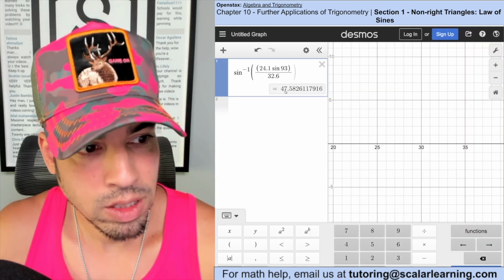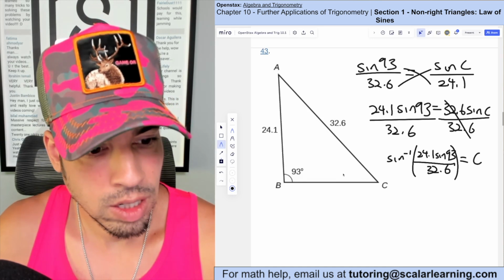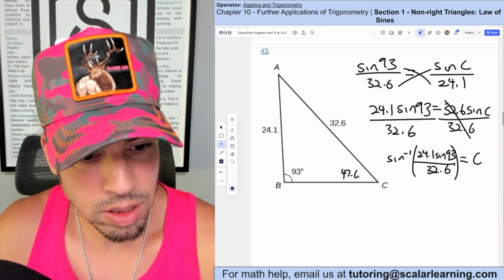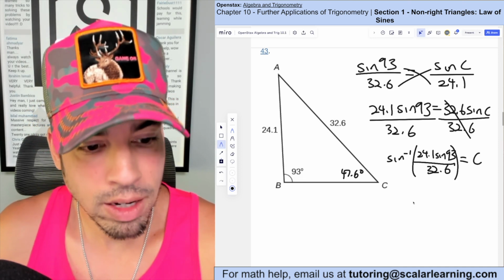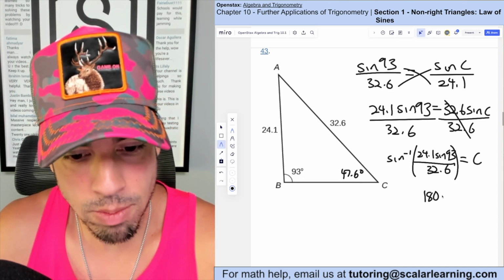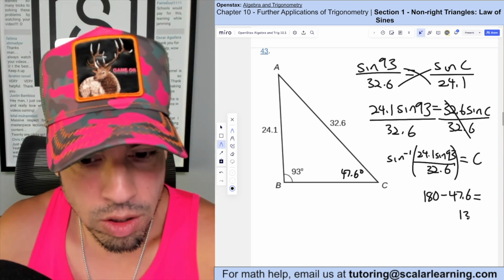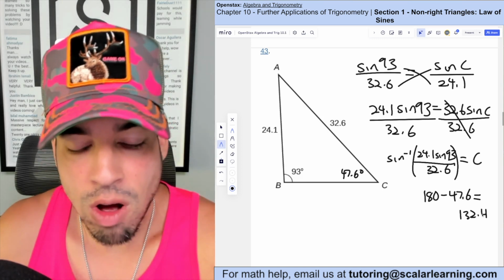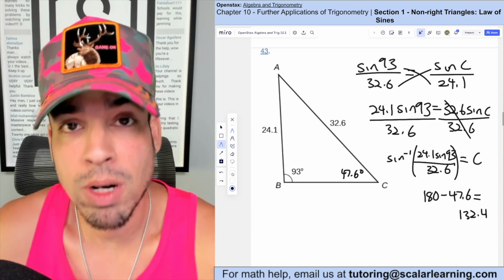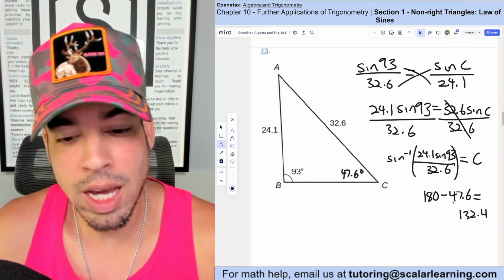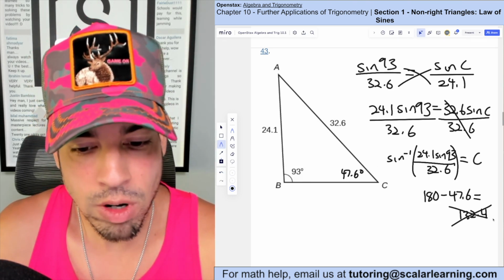So here we get 47.6. So C equals 47.6 degrees. Now, is there a second triangle? Let's find out. Let's subtract 47.6 from 180, and we get 132.4. The problem with 132.4 is when you add it to the given angle 93, we get something above 180. That means we only have one triangle, so we don't have to worry about that angle.